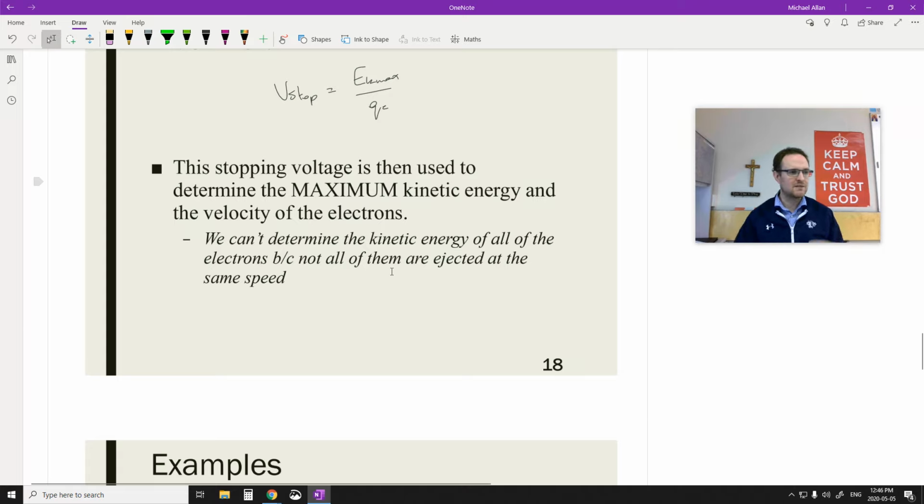Now, we can't determine the kinetic energy of all the electrons because not all of them are ejected at the same speed, like I was saying before, and the demonstration showed that some are slower than others because some are deeper than others, but we're worried about just the threshold ones in this situation.